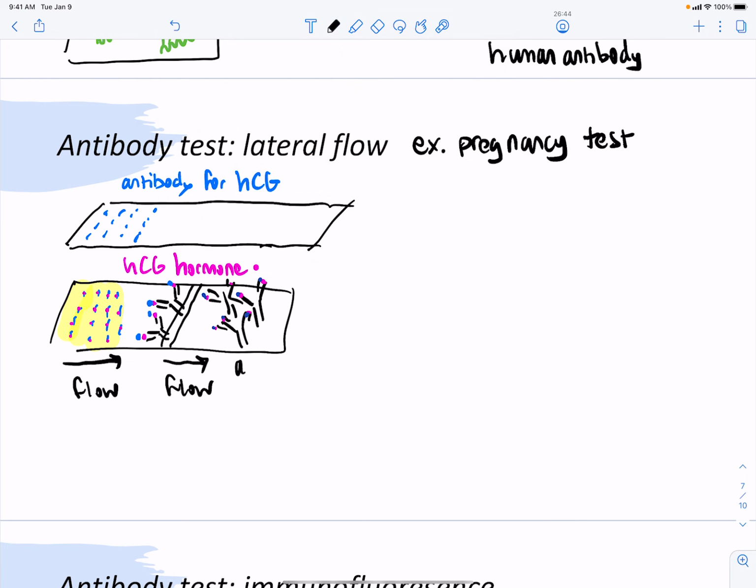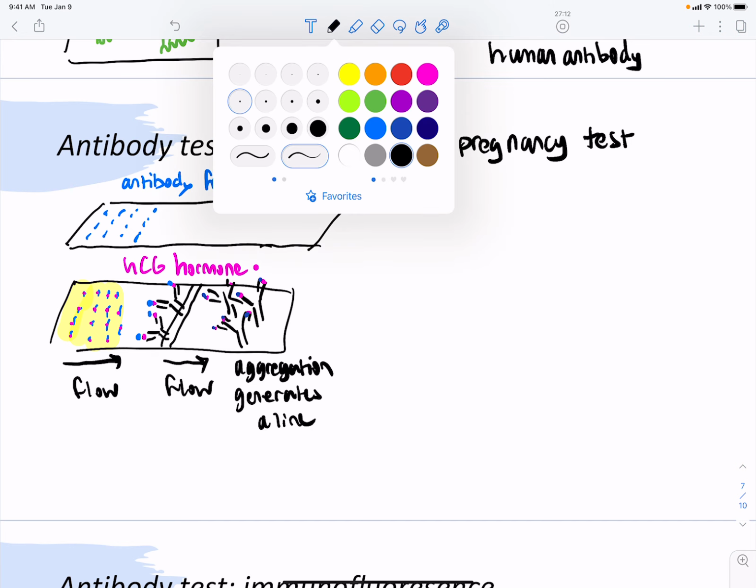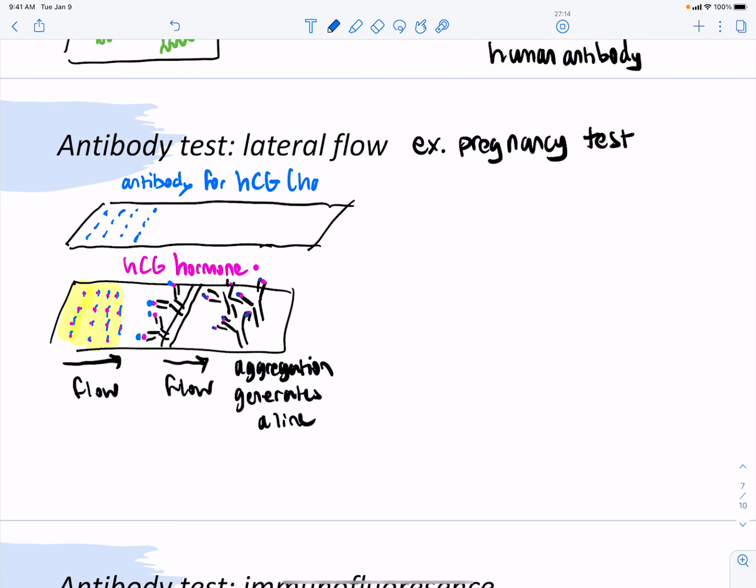And this aggregation generates, in the case of a pregnancy test, a line. Now the line is coming from the first hormone that actually has the indicator on it. So this antibody for this has the indicator.